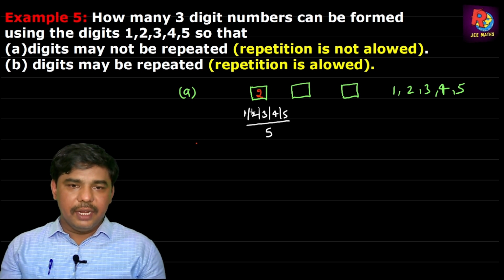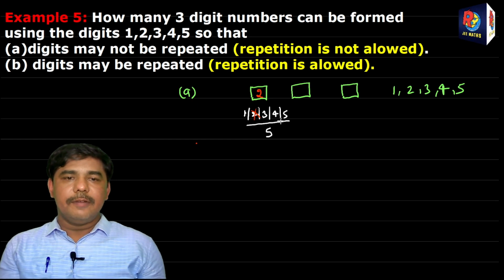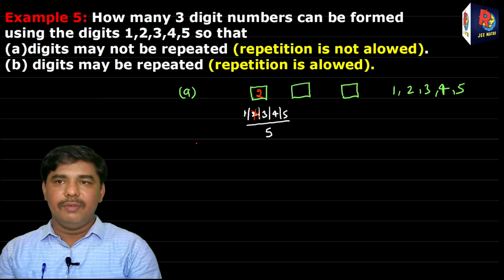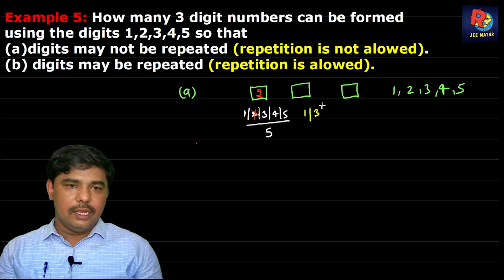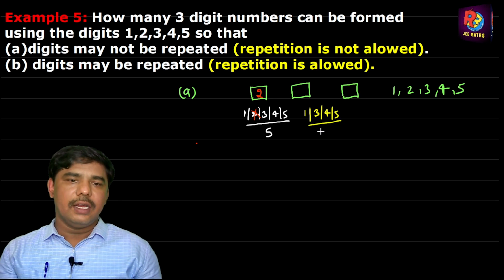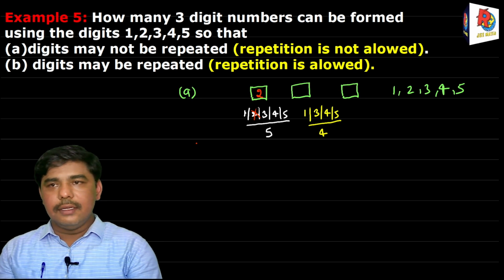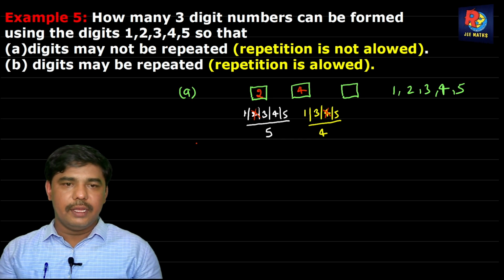So after filling the 2, how many numbers are there? If you want to fill up the second digit, you can observe there are 1 or 3 or 4 or 5. So how many choices are there? Only 4 choices. Suppose I take 4 here.